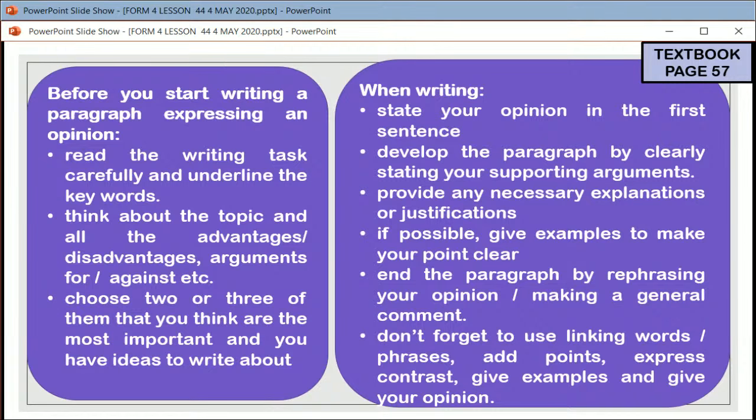Don't forget to use the linking words and phrases. Remember how to add points, how to express contrast, how to give examples, and how to give your opinion. Okay? Clear? This is also in your textbook under tips on page 57 on how to write a good paragraph that expresses your opinion. If you can write a good paragraph, you can write a good essay. So concentrate on one paragraph instead of thinking of something big like a whole essay. Right?